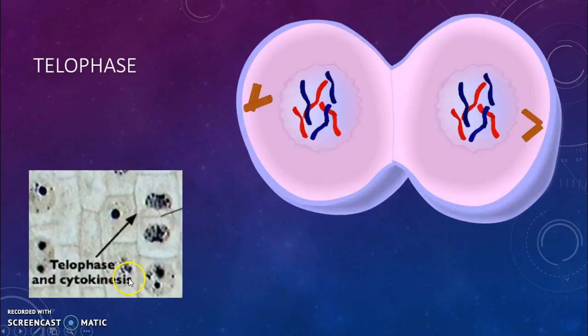During telophase, two nuclei develop and they begin to elongate. In the onion cell, you can see that the chromosomes are in their own nuclei.